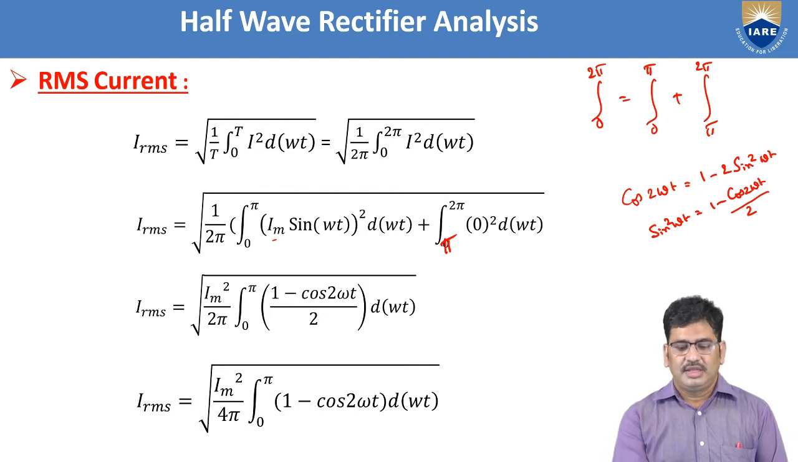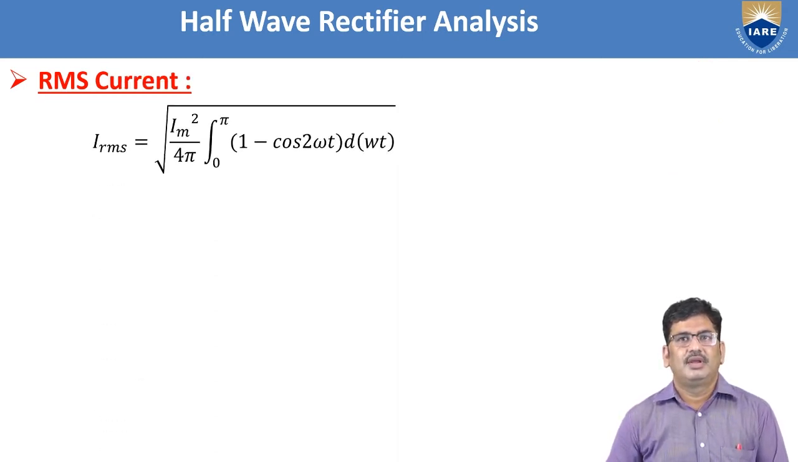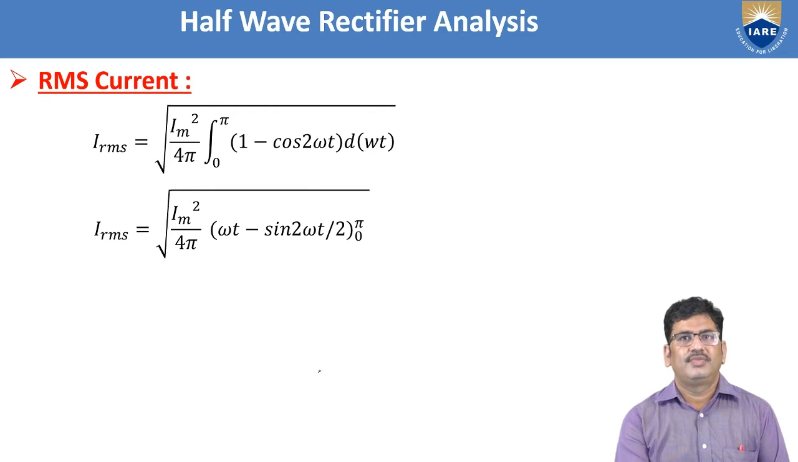The 2 is a constant, so I am taking it outside. Then we will get Im square by 4 pi, integral 0 to pi of 1 minus cos 2 omega t into d omega t. Splitting this integral, we can write IRMS is equivalent to Im square by 4 pi, integral 0 to pi, where the integral of 1 into d omega t is omega t, and the integral of cos 2 omega t is sin 2 omega t divided by 2.